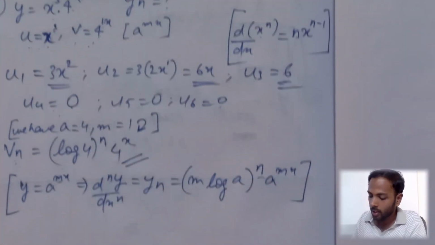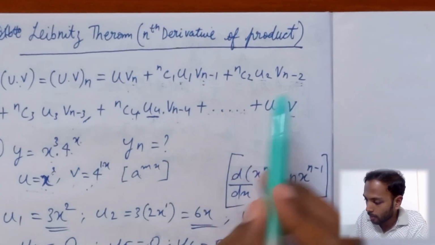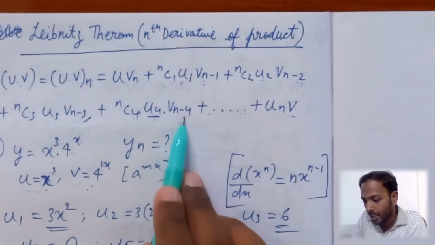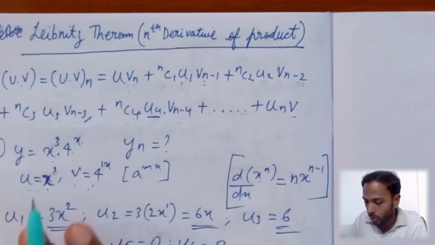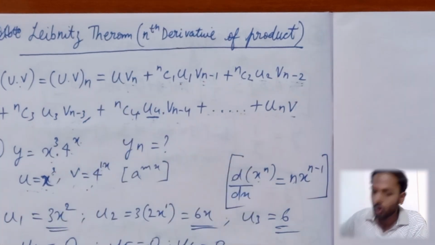Since we know Vn, it is very easy to find Vn minus 1, Vn minus 2, Vn minus 3. Why only Vn minus 3? Because from Vn minus 4 it's not required, because I told you U4 is anyway 0. So this question is going to have only 1, 2, 3, 4 terms. From this term it's not going to have.